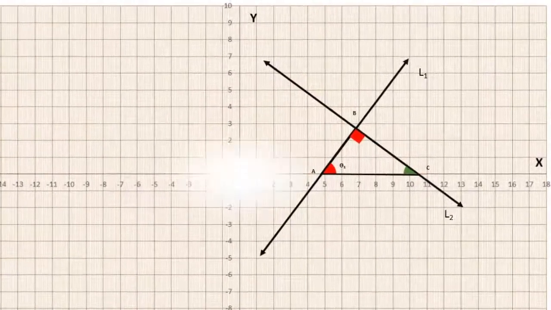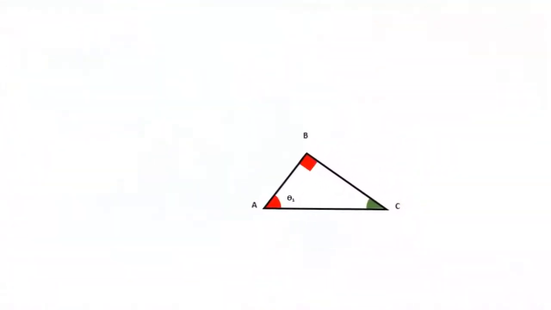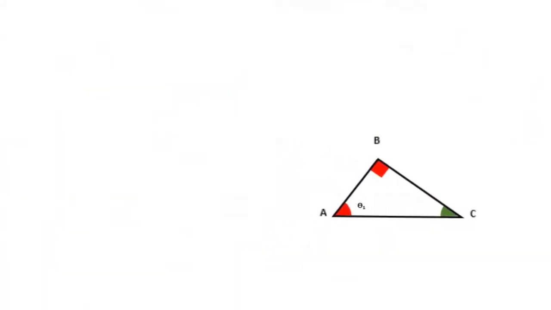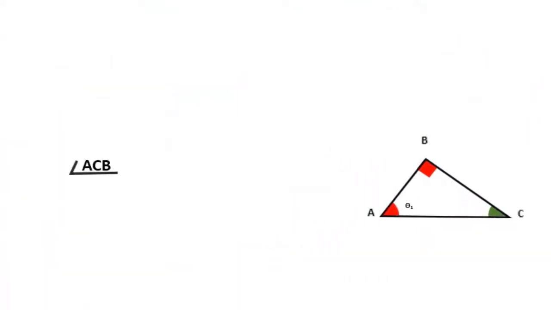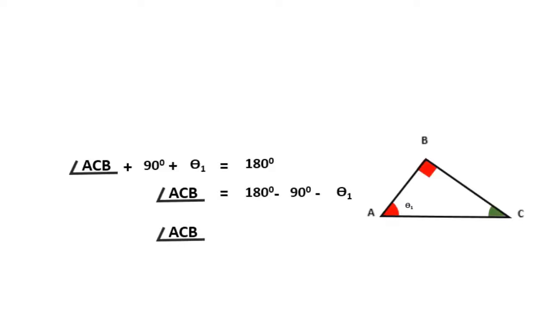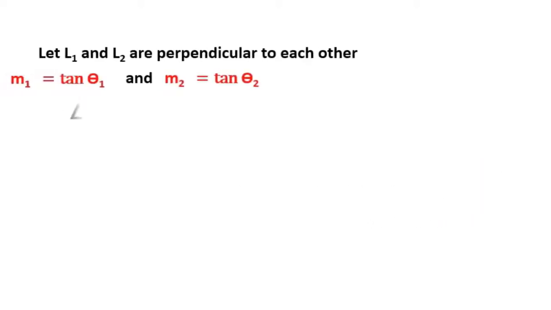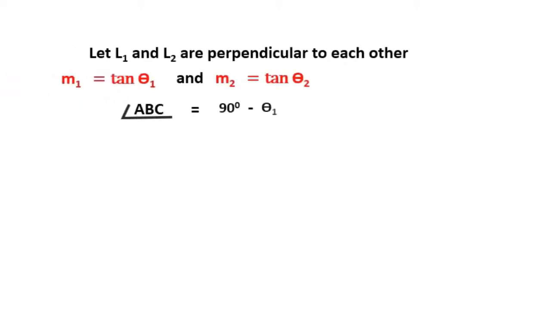Now, in this triangle ABC, the sum of the angles is 180 degrees. Angle ACB plus 90 degrees plus theta 1 is equal to 180 degrees. Angle ACB is equal to 180 degrees minus 90 degrees minus theta 1. Angle ACB is equal to 90 degrees minus theta 1.